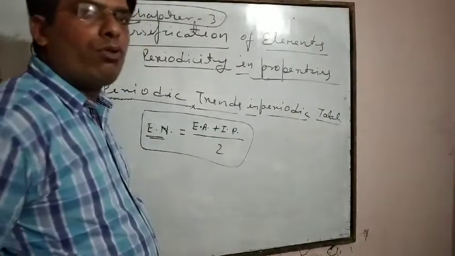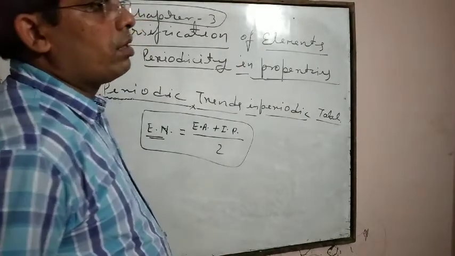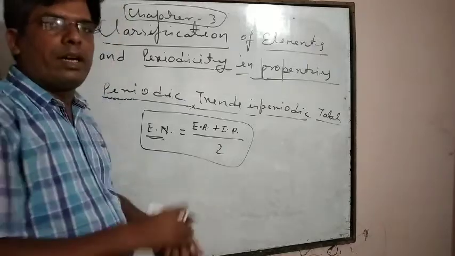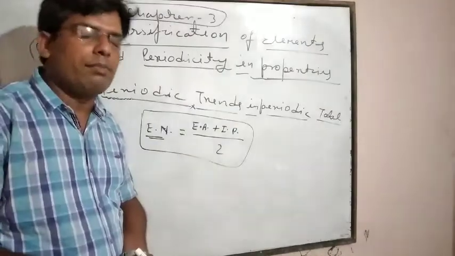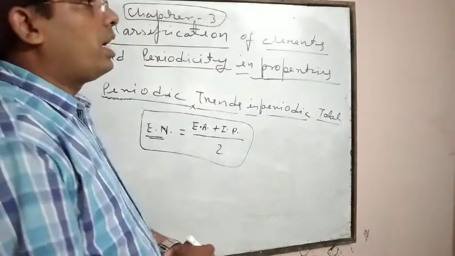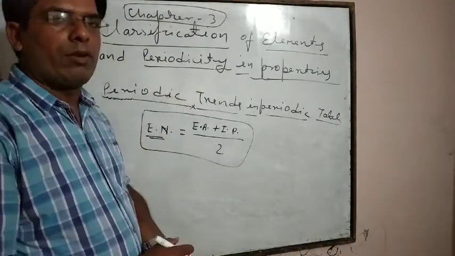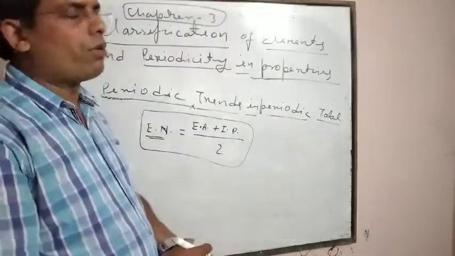I have already told you, while moving from left to right in a period, electronegativity increases because the size of atoms decreases, and while moving from top to bottom in a group, with increase in size, electronegativity decreases.